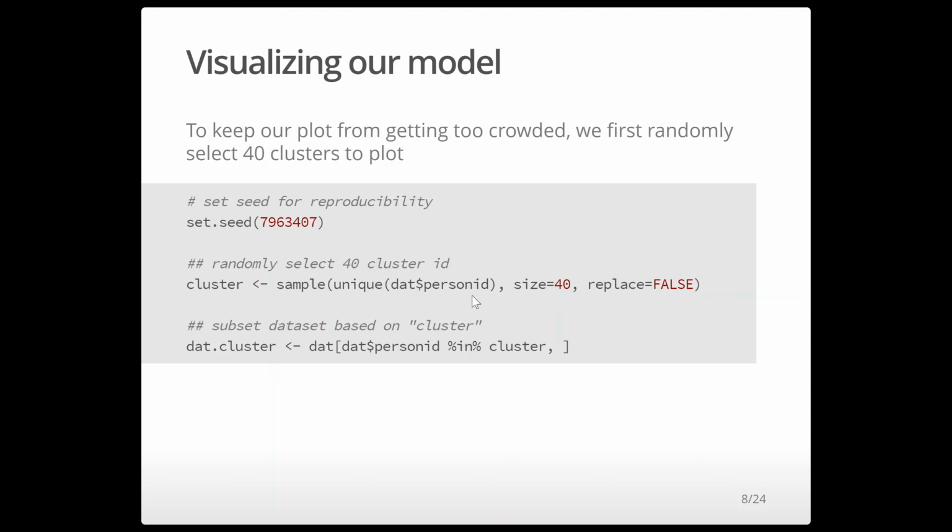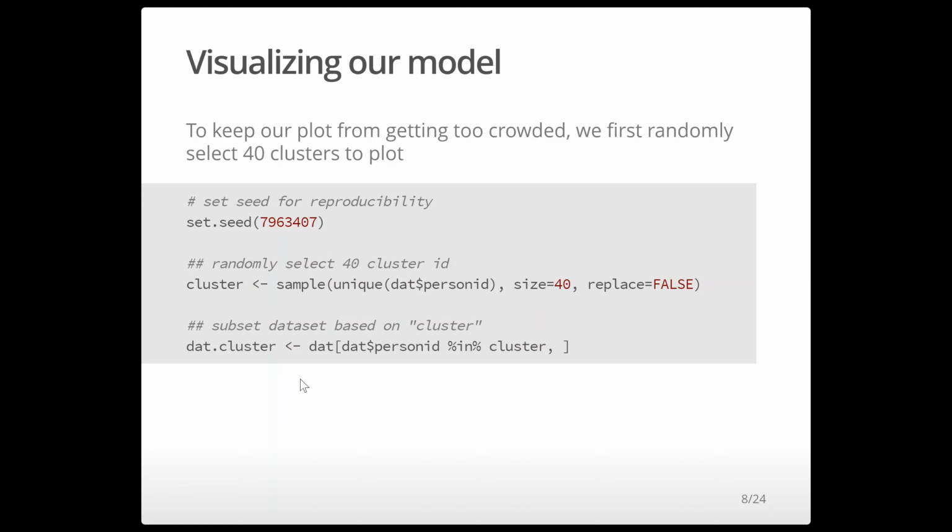Then we're going to run the sample function. And what this does is what it sounds like. It samples from some variable based on some number. So what we're sampling from is the unique person IDs. We don't want all of the person IDs, because remember, each person ID is repeated several times in our actual data. So we want the unique person IDs, and we want 40 samples without replacement. And what this is going to be is 40 different unique cluster IDs sampled from our data.